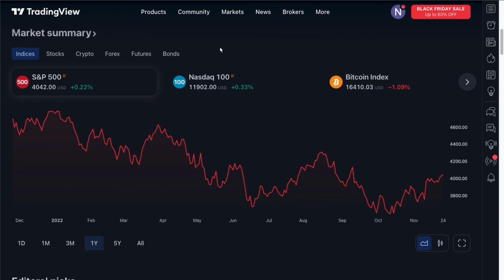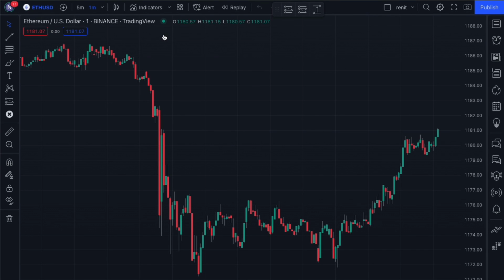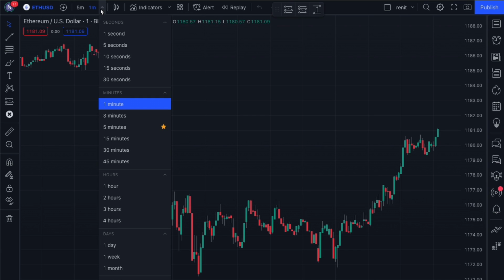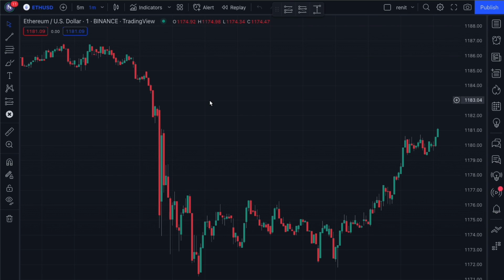Now, first thing is first, we need to get onto a trading chart. I'm going to be using TradingView.com, but feel free to use any platform you want. Now, once you're on your platform, select the chart that you want to be trading on. I'm going to be using Ethereum USD, but this strategy will work on any chart with a high level of daily volume. Alright, once you have your chart, set its time frame to 1 minute. And just like that, our chart is ready.